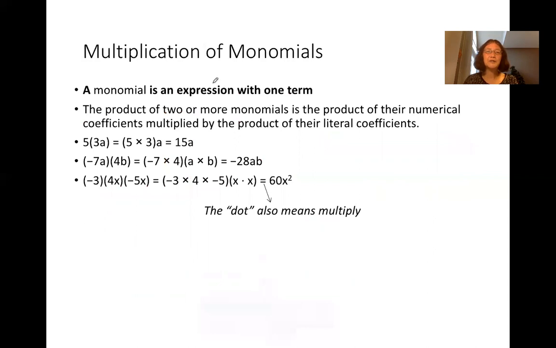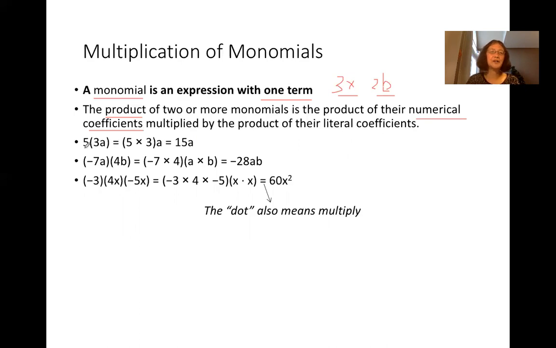So multiplication of monomials. What is a monomial? A monomial is an expression with just one item, one term. Okay, for example, 3x, 2b, those are monomials, just have one term. Okay, those are examples of monomials. When you do the product of two or more monomials, it is usually just do the numerical coefficients.